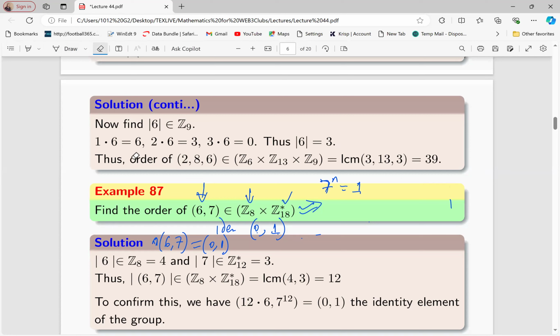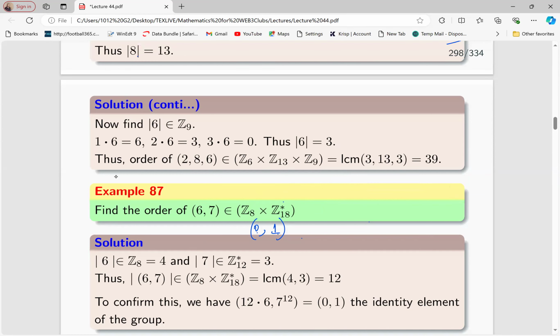Now, if we use the LCM again, we'll still get the result correct. And if we use the definition, we'll still get the result correct, so long as you know what the identity element for this group is. Since the first group is additive and the second group is multiplicative, the identity is (0, 1). So once you know the identity, it becomes easy.